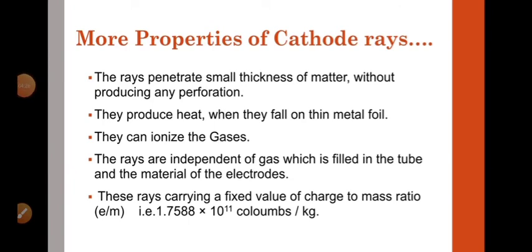Here, students, are a few more properties of the cathode rays. The rays penetrate a small thickness of matter without producing any perforation. They produce heat when they fall on a thin metal foil. They can ionize the gas. The rays are independent of the gas filled in the tube and the material of the electrode. The rays carry a fixed charge to mass ratio, that is 1.7588 × 10^11 coulombs per kg.